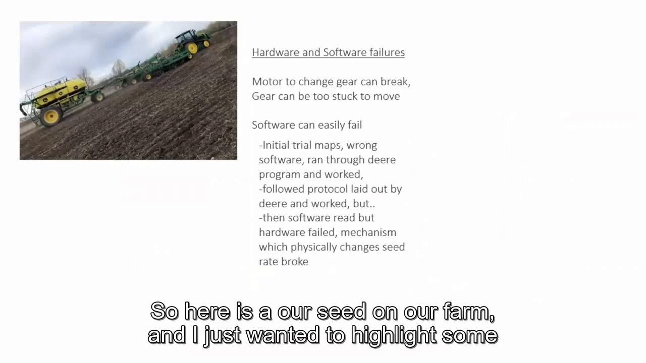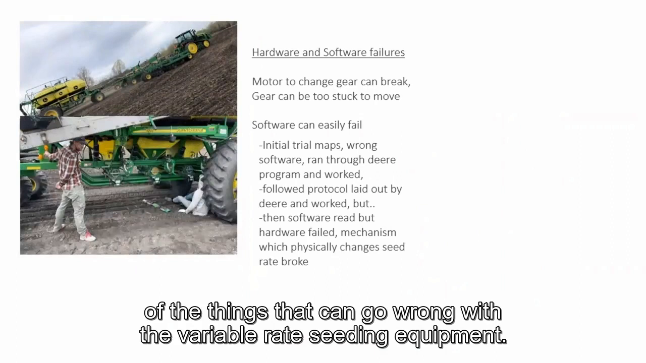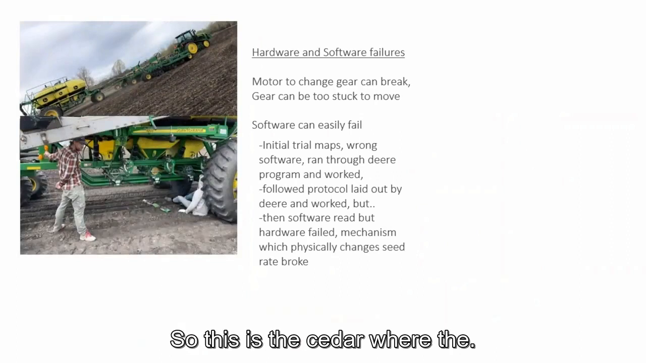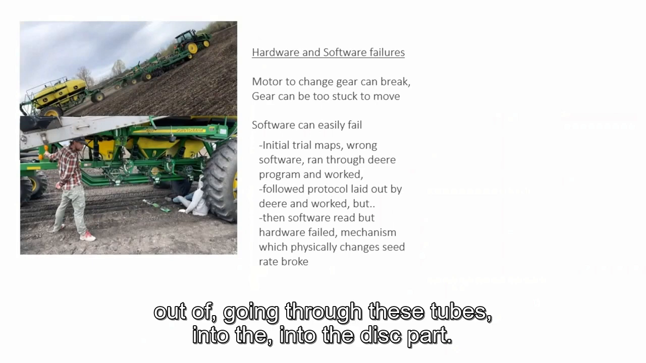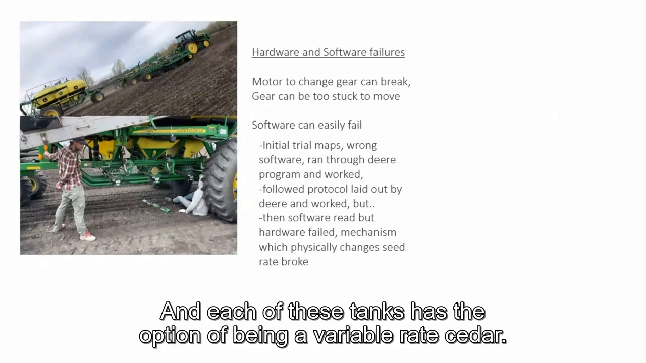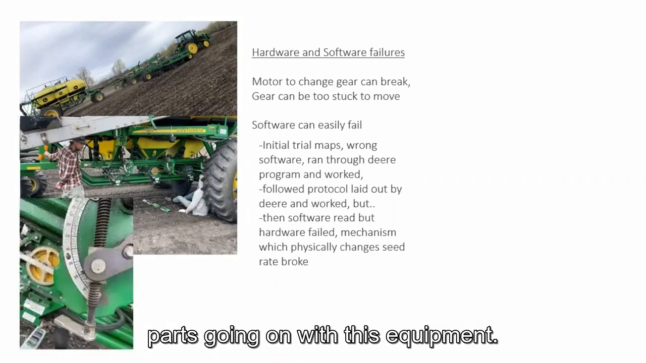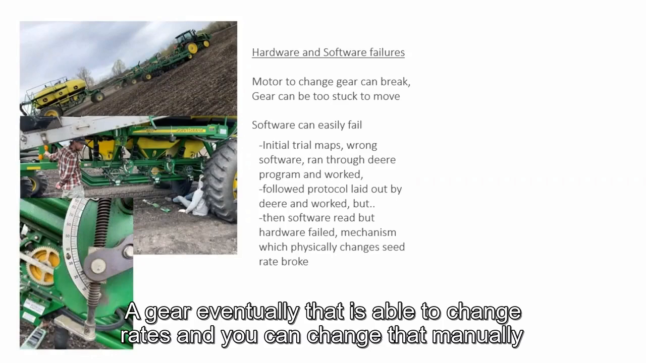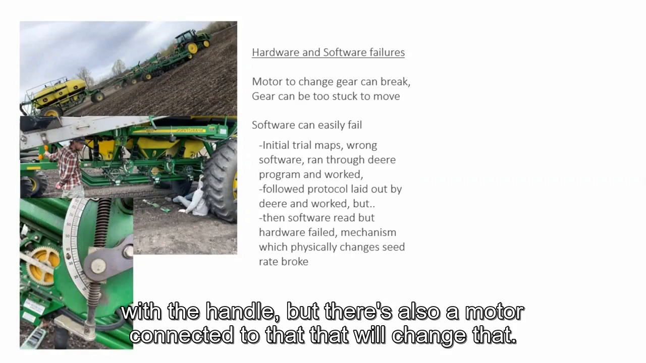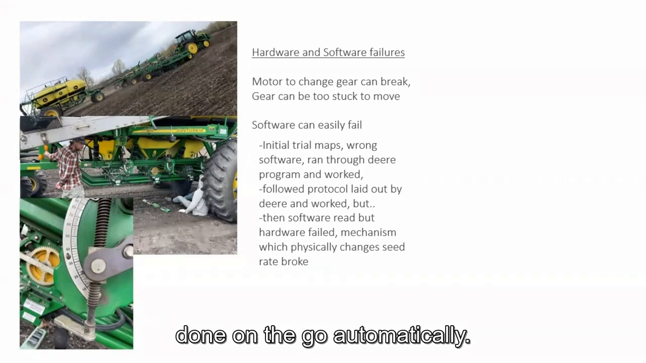So here is our seeder on our farm. And I just wanted to highlight some of the things that can go wrong with the variable rate seeding equipment. This is the seeder where most of you probably know this, but that's where the seed is coming out of, going through these tubes into the disc part. And each of these tanks has the option of being a variable rate seeder. There's a lot of moving parts going on with this equipment. On each one of these, there's a gear essentially that is able to change rates. You can change that manually with the handle, but there's also a motor connected to it that will change that. And that's the whole idea, that it can be done on the go automatically.